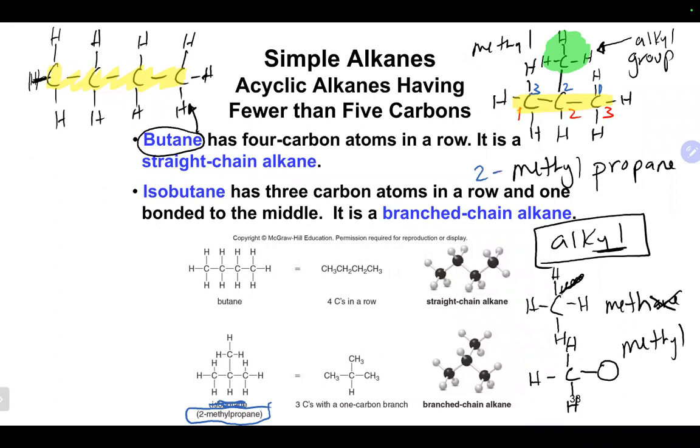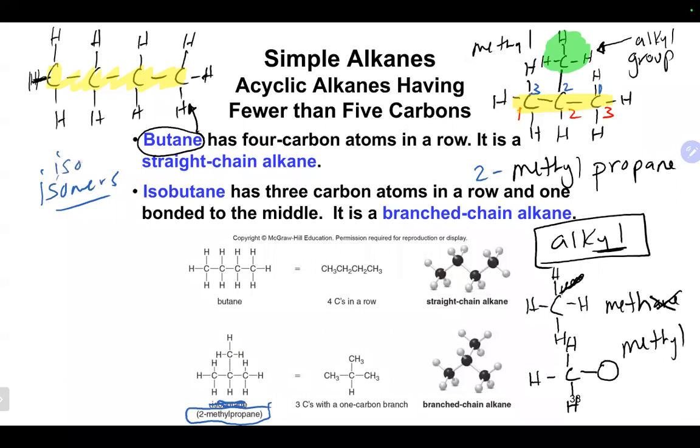The 2 means that if you go to carbon number 2 on the propane chain, you will see a methyl group hanging out there. And that is the name that we have there. So the guy on the left, which is butane, the guy on the right is 2-methyl propane. These are actually different structures of each other. And these are what are known as isomers of each other. They have the same formula.